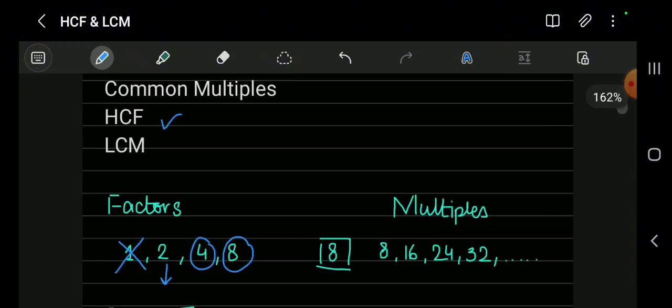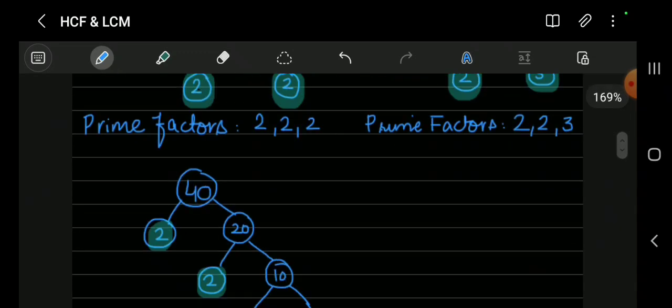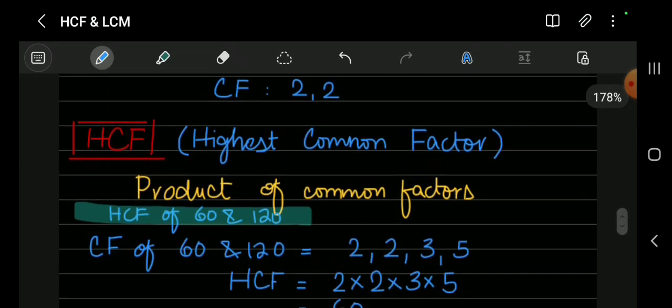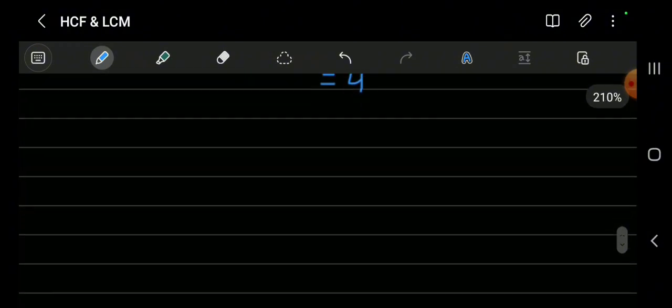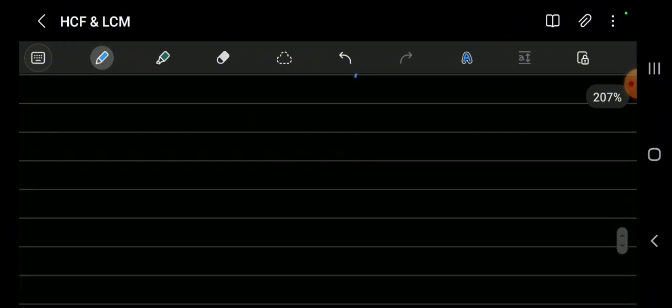I'm reviewing this, that multiples are actually the bigger numbers that we get when we multiply a number with any natural number, 1, 2, 3, 4, any number. When we multiply it, the bigger numbers that we get are its multiples. So let's talk about what are common multiples and how do we find it.